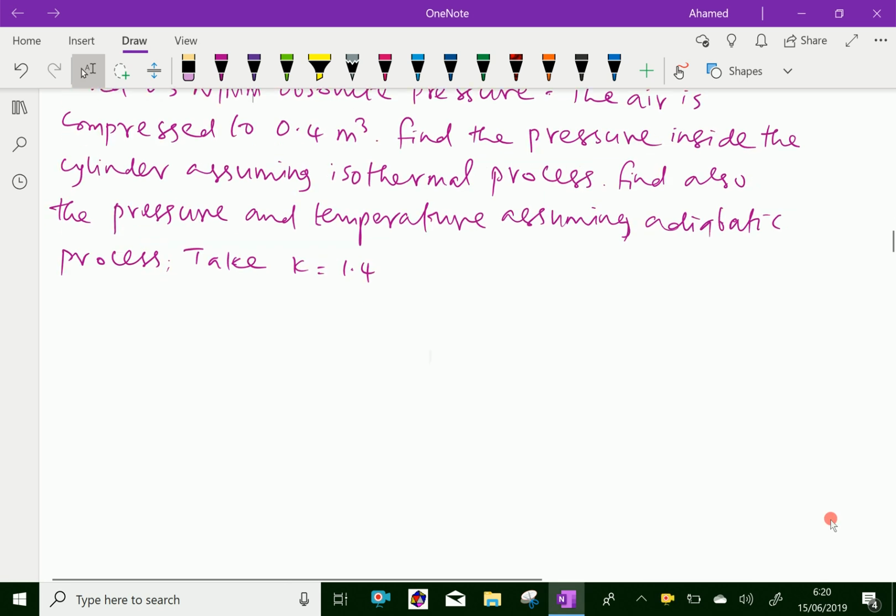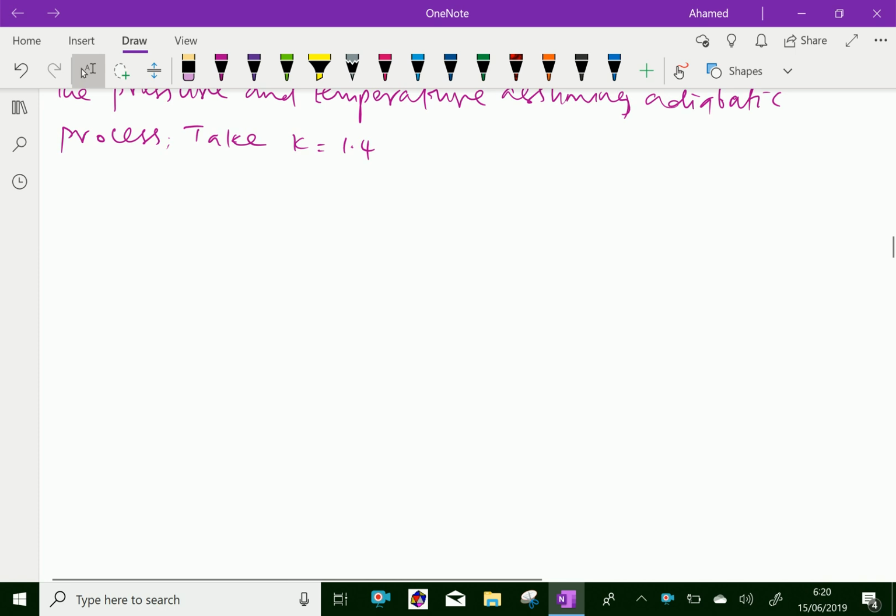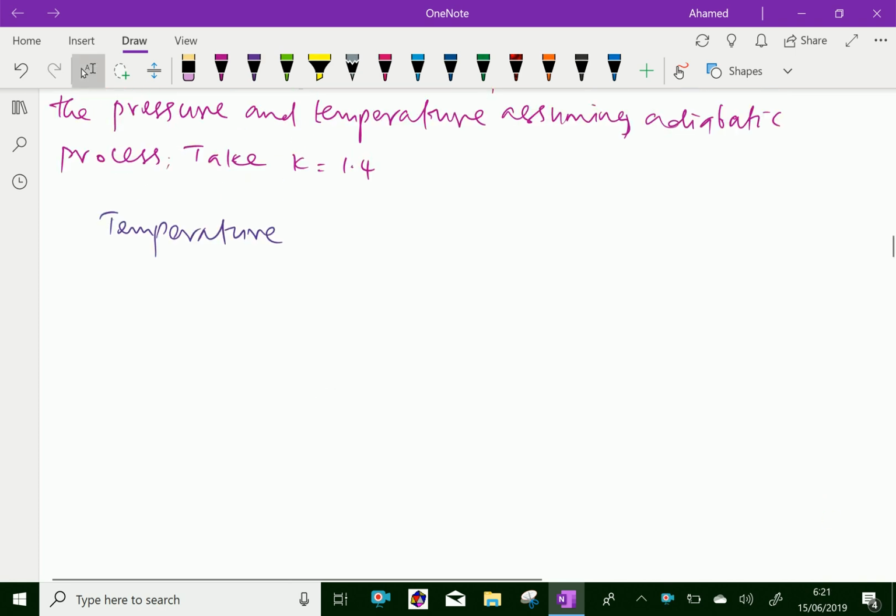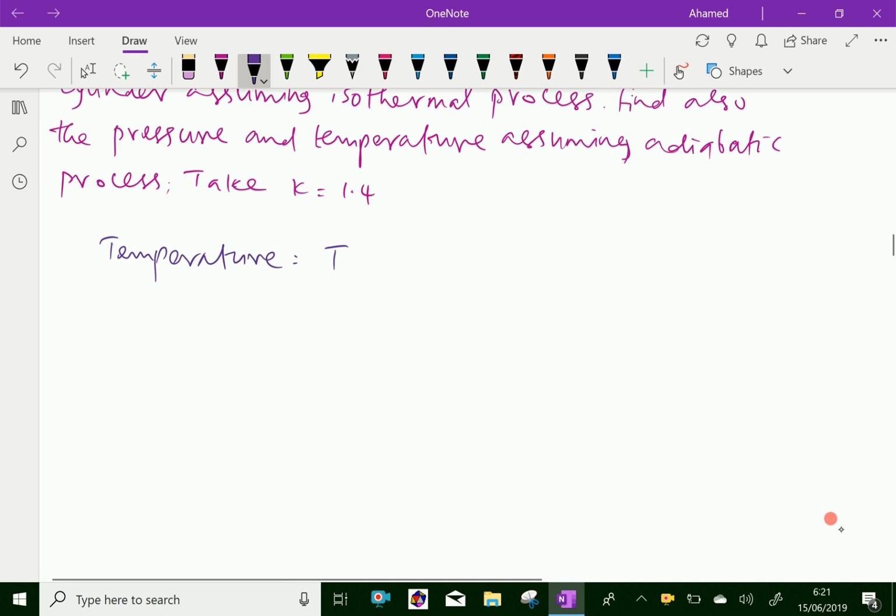Here, the initial temperature, that is T1 equal 50 degrees Celsius given plus 273 equal 323 Kelvin.